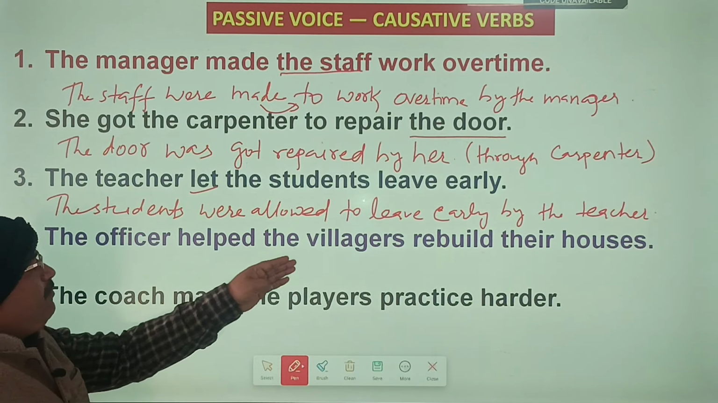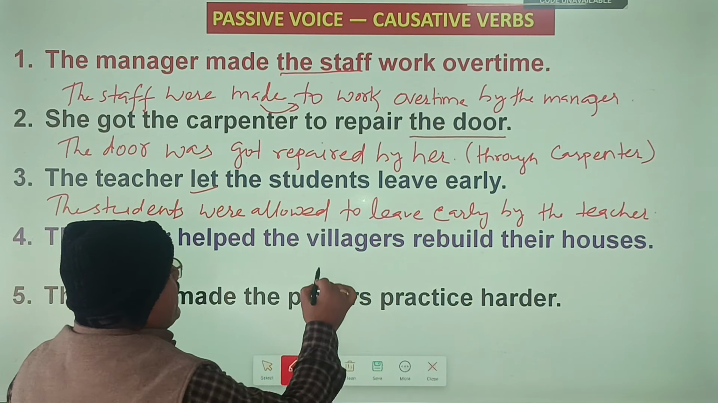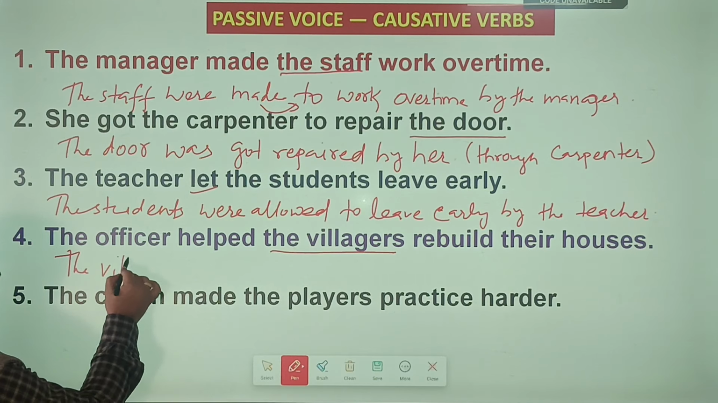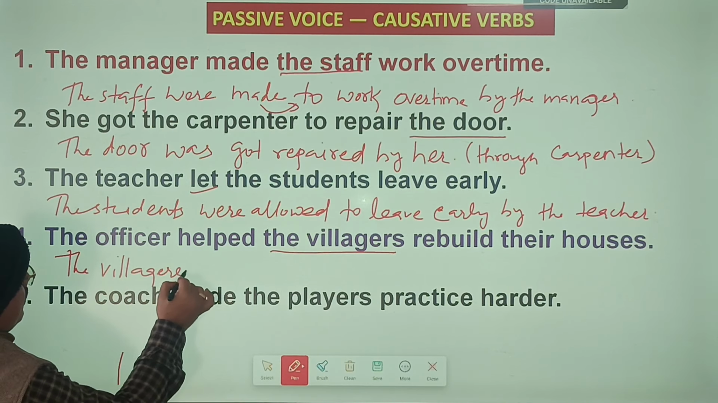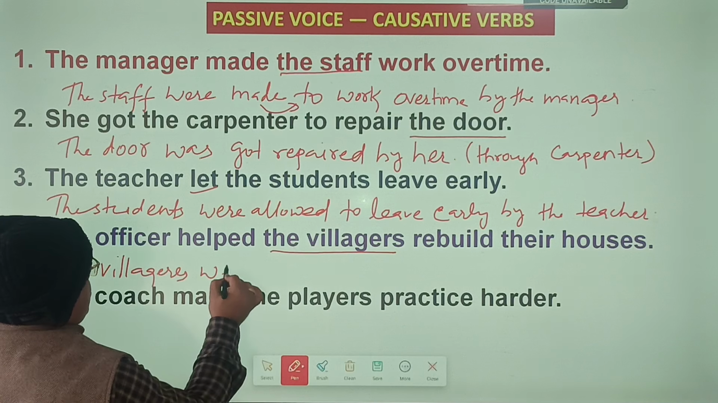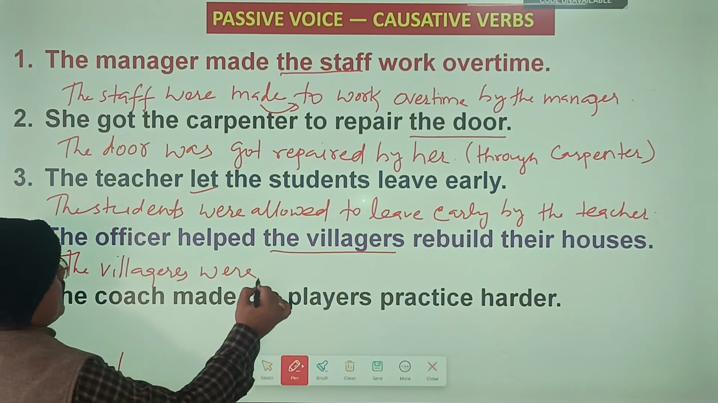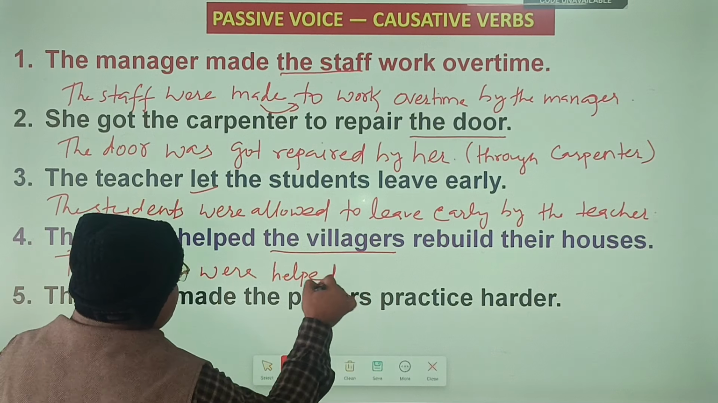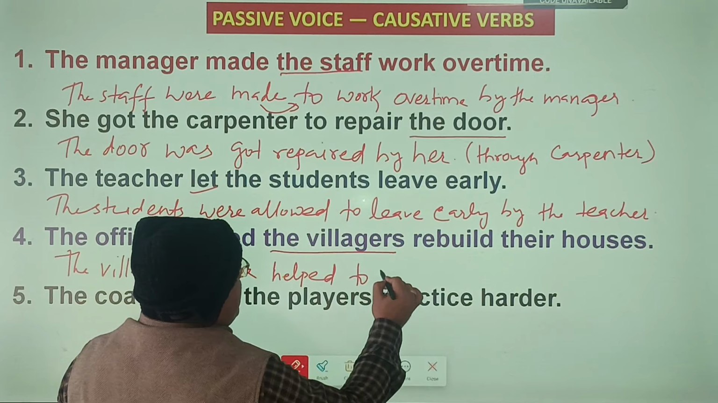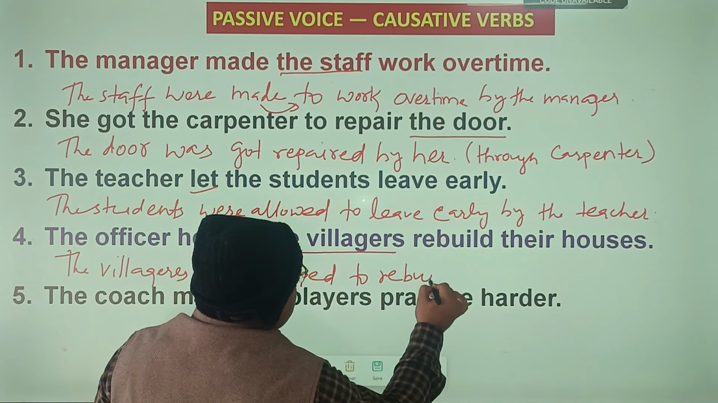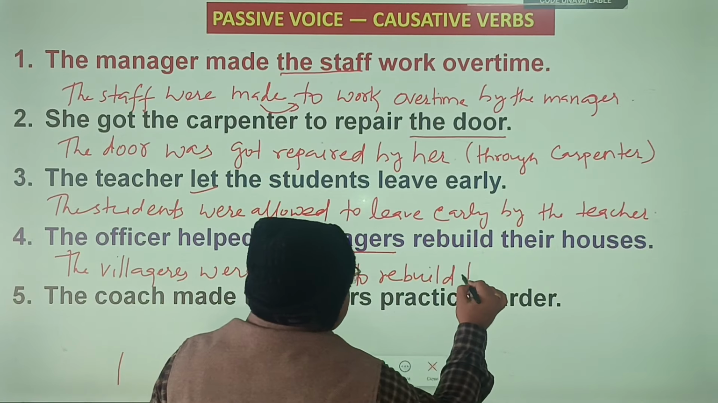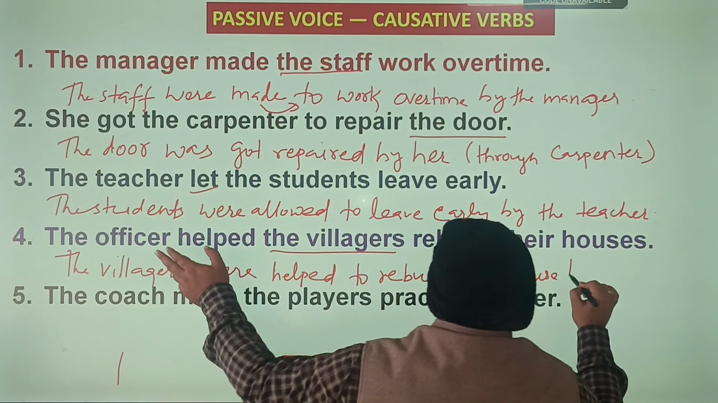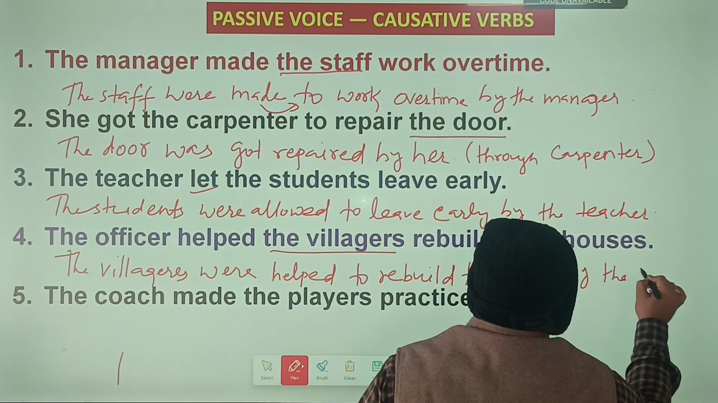The officer helped the villagers rebuild their houses. Object, the villagers. The villagers were, why were? Simple past, were helped. Remember? Then to: helped to rebuild their houses. By whom? By the officer.